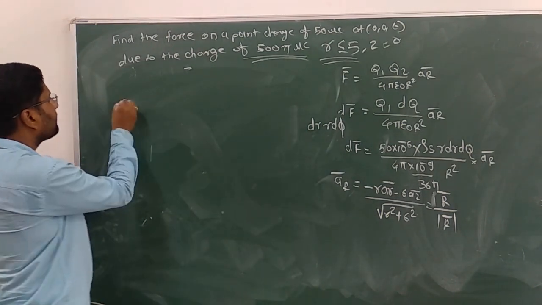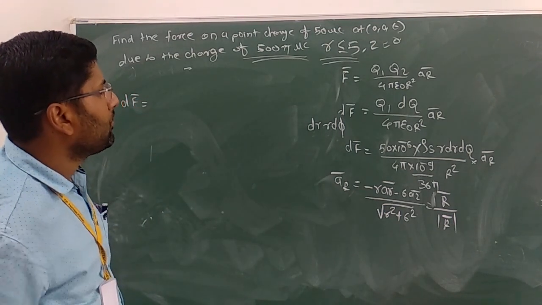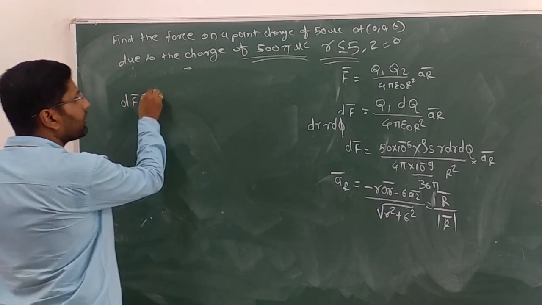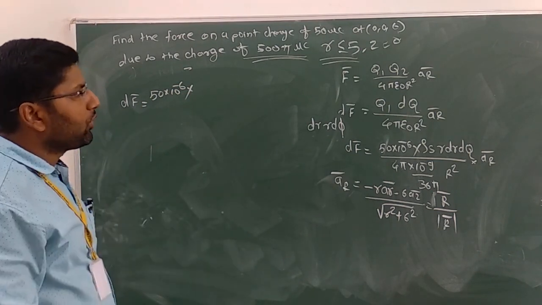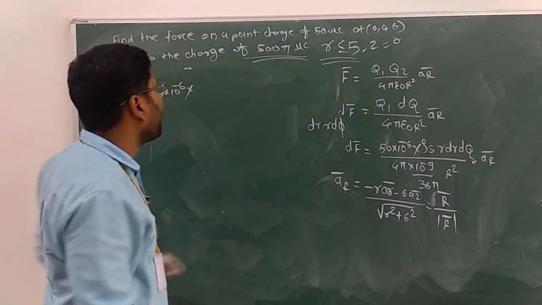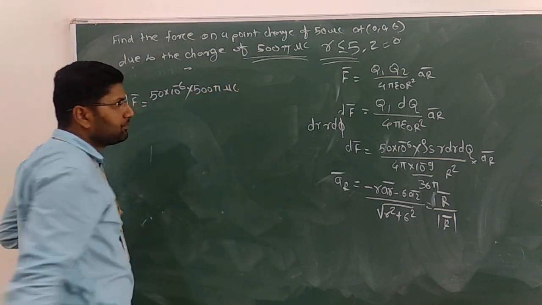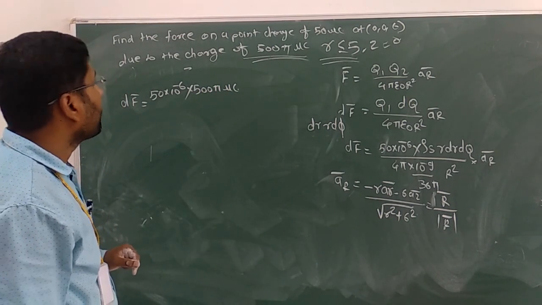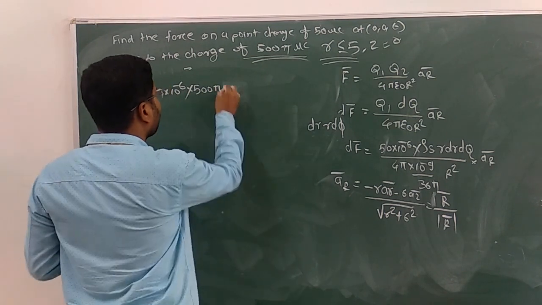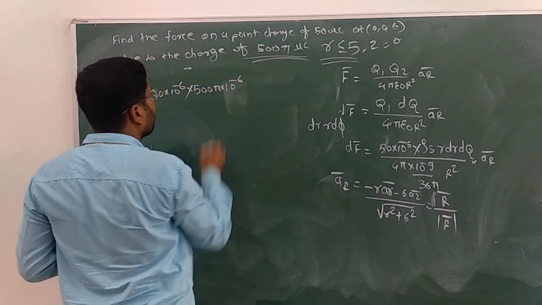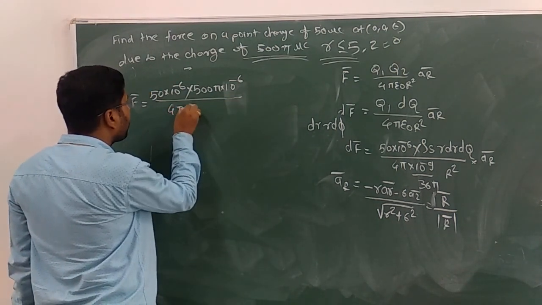So df bar is equal to Q1, that is 50 into 10 raised to minus 6, into rho s. Rho s is the surface charge, 500 pi microcoulomb, into 10 raised to minus 6, divided by 4 pi epsilon 0.